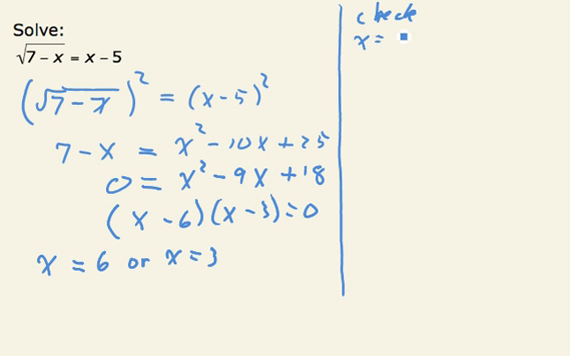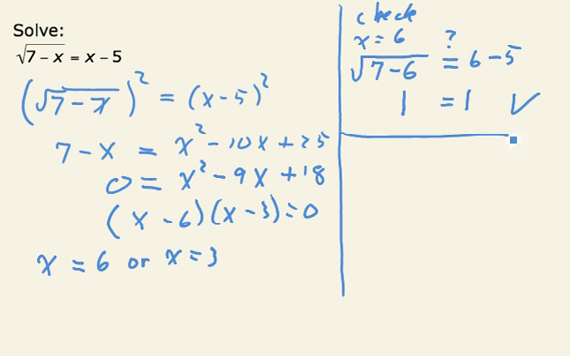If x equals 6, then we end up with the square root of 7 minus 6, and we would like to know whether that's the same as 6 minus 5. Well, 7 minus 6 is 1, the square root of 1 is 1, and 6 minus 5 is 1, so that solution checks. X equals 6 is a legitimate solution.